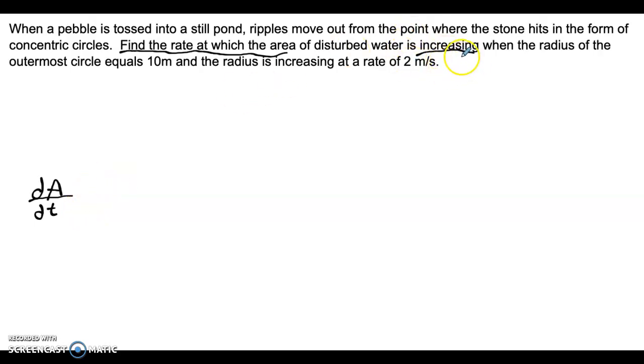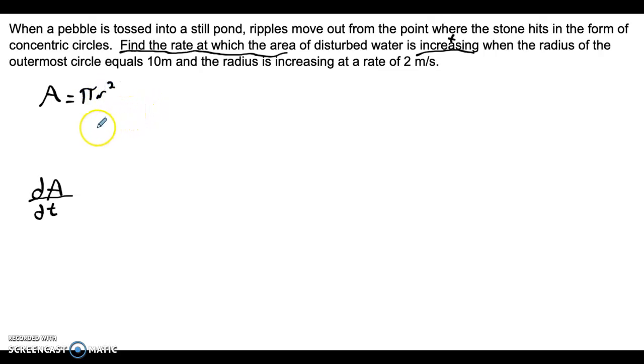Now, we haven't thought about calculus in a while, more than likely. But if the area is increasing, that means the derivative is going to be positive. So, something to think about. Now, in this question, the thing that we're dealing with is the area of a circle. So there's our formula that we're going to start with: area of a circle, pi r squared.